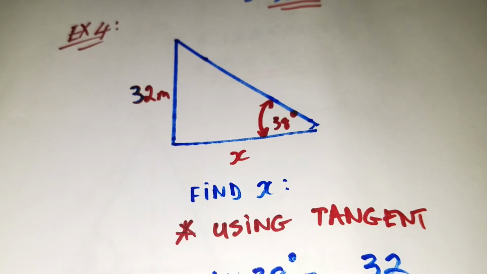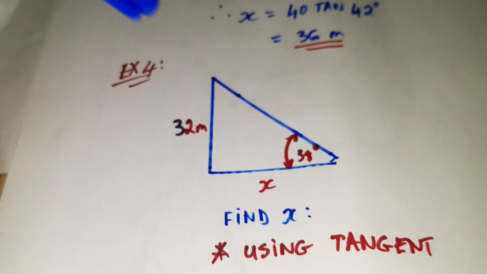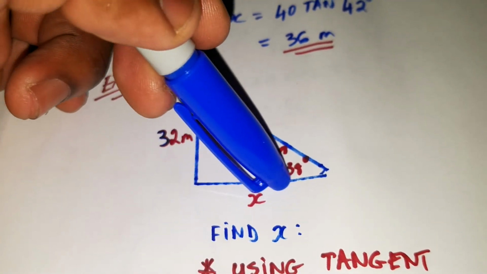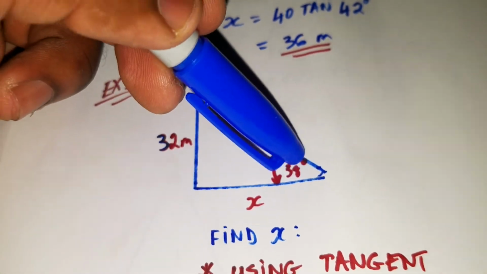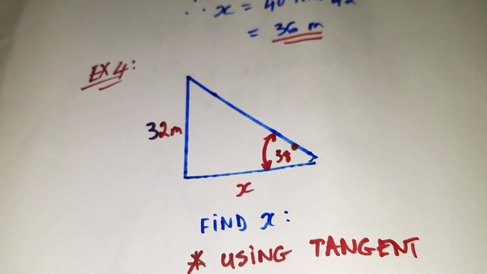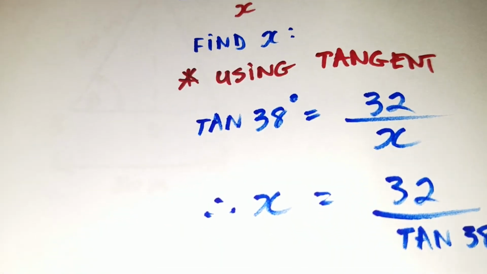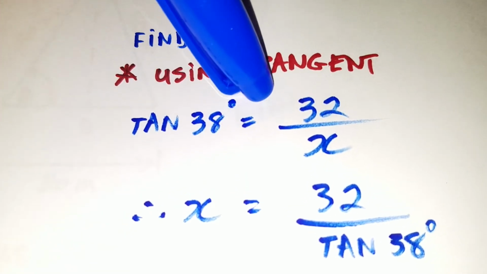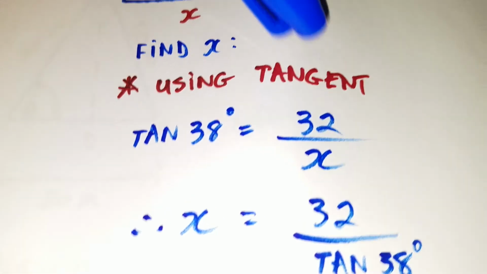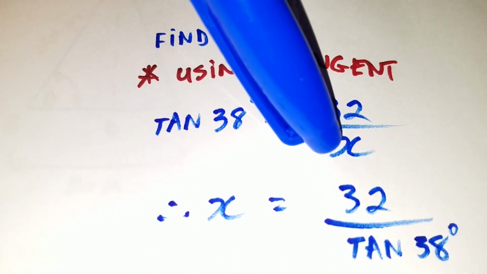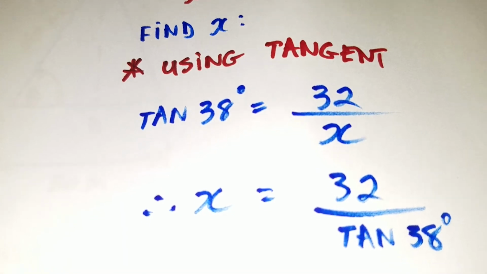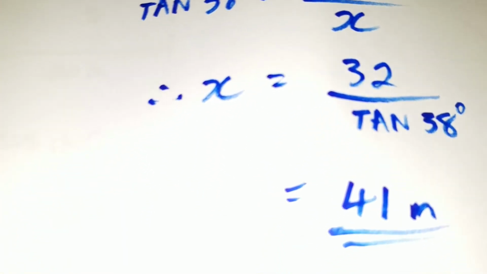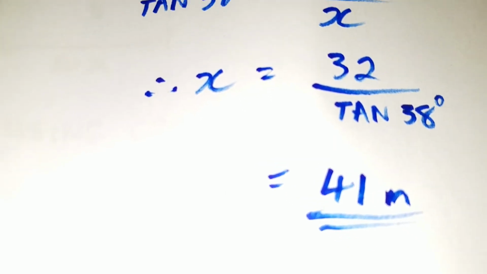Now, in the next example, we have 32 being the opposite to 38 degrees, and X here being the adjacent to 38 degrees. So this will be another case of tangent. So therefore, to find X, the unknown side, it would be tangent of 38 equal to the opposite, which is 32, over the adjacent, which is X, and therefore X would be equal to 32 divided by tangent of 38, and we will get 41 meters.